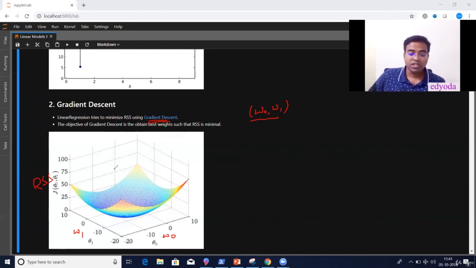So what are the best weights for which the linear regression should have the least RSS? It's basically the lowest point of this contour, probably a point like this. So that's what gradient descent has to calculate. Let's understand now how gradient descent really works.